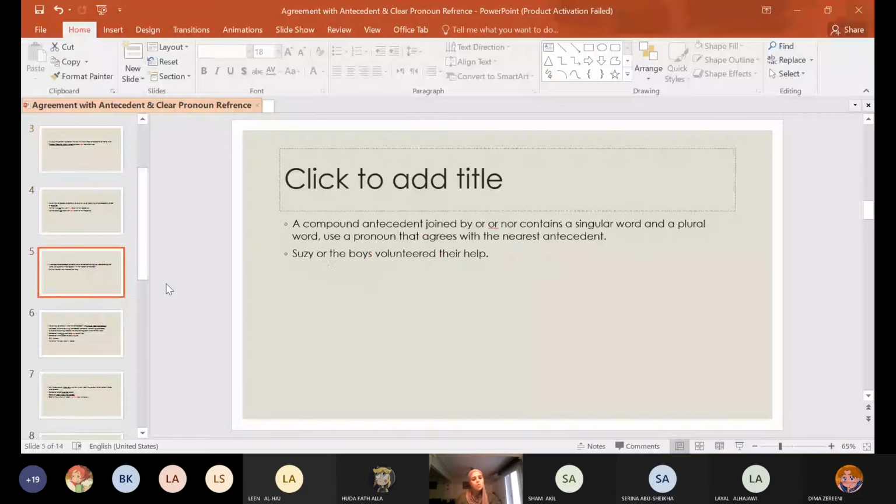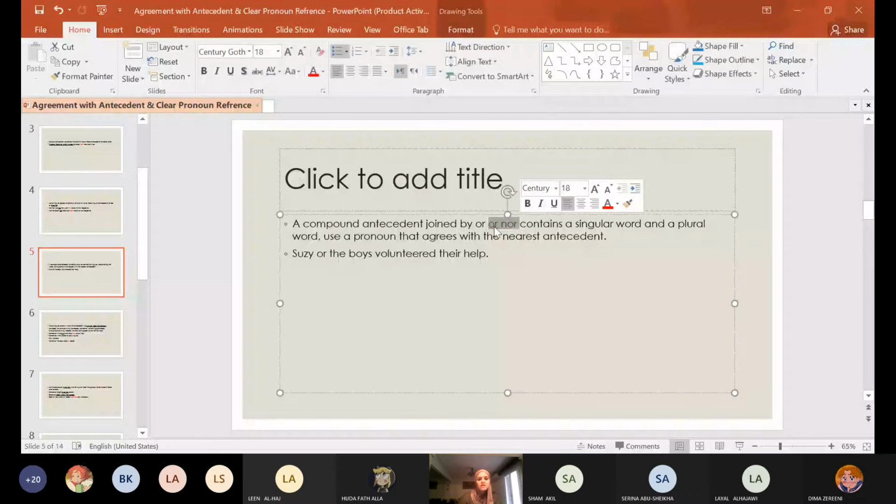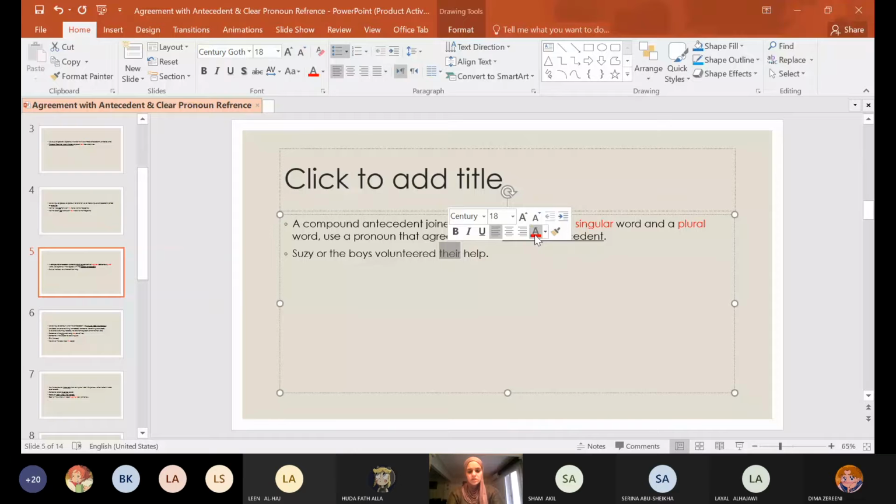What if they are combined by or or nor, and one is singular, one is plural? A compound antecedent joined by or or nor, and there is a singular pronoun and a plural pronoun. What do I do for the pronoun? As we said, I take the one nearest to the antecedent. So: Susie or the boys volunteered their time. Their, for boys.